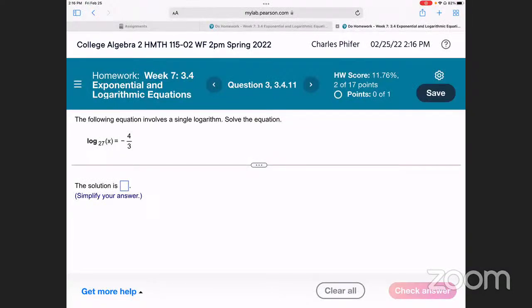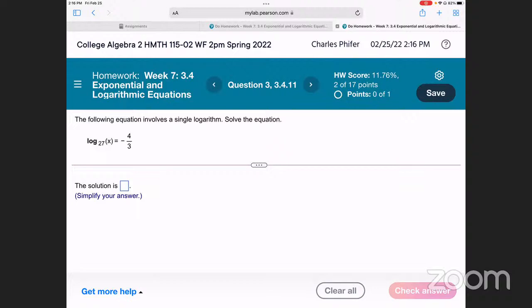The equation involves a single log, solve the equation. For this one, we're basically rewriting the log as an exponential. To rewrite this log in the equivalent exponential form, we swing the base of the log to the right, and that's going to be an equivalent equation in exponential form. So the 27 becomes the base of our exponent, and x is going to equal 27 to the power of -4/3.